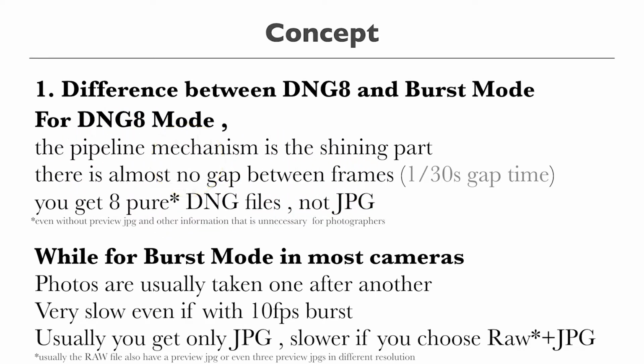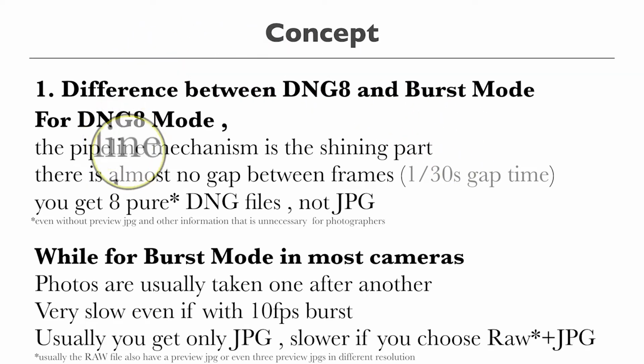In the RX100, the gap is a 90th of a second, but in the QooCam DNG8, between frames, there's only a 30th of a second gap time. So you can think that the DNG8 will take 8 shots with a shooting speed of 30 fps. That's a quick shot. And you will get the result of DNG8 mode.